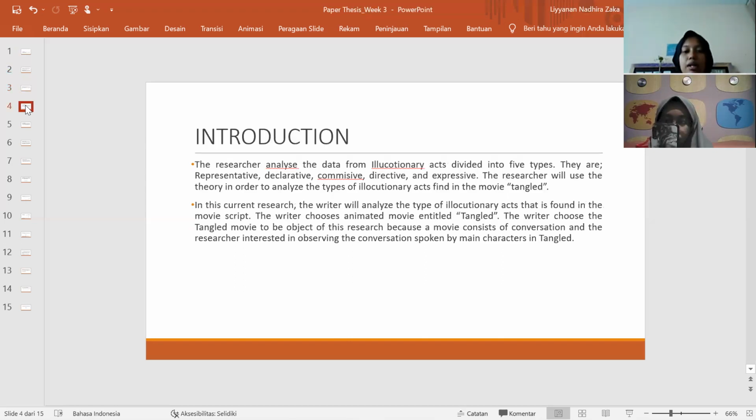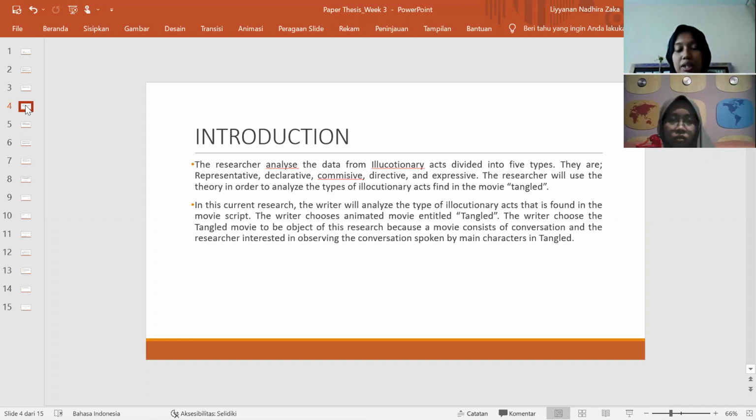Next slide is about the introduction. In the introduction, the researcher analyzed the data from illocutionary acts divided into 5 types. There are representative, declarative, commissive, directive, and expressive. The researcher will use the theory in order to analyze the types of illocutionary acts found in the movie Tangled. In this current research, the writer analyzed the types of illocutionary acts found in the movie script.